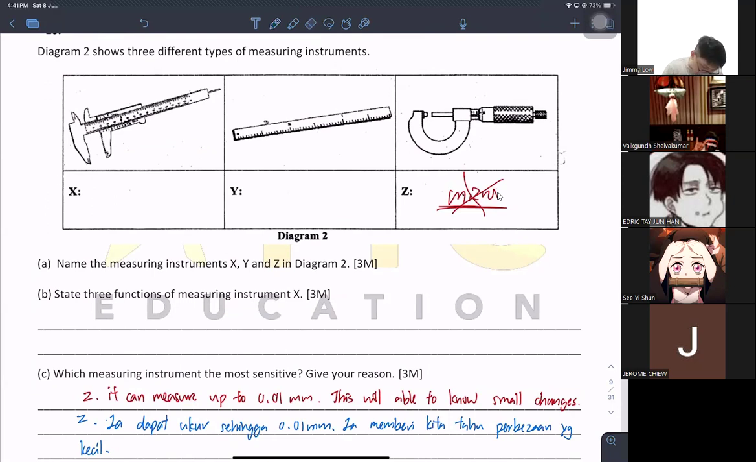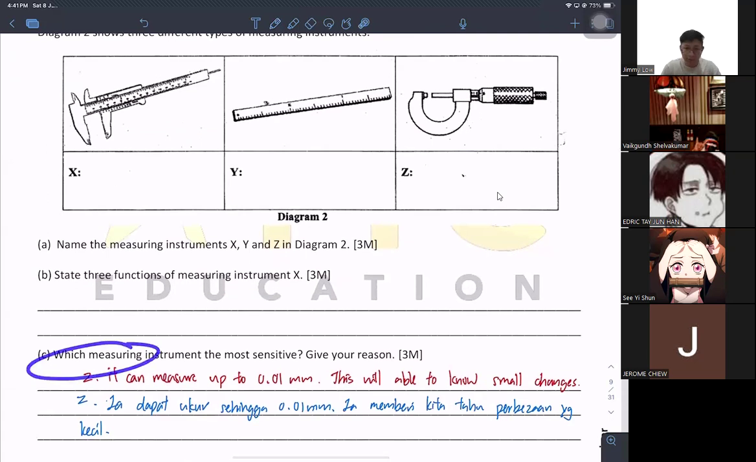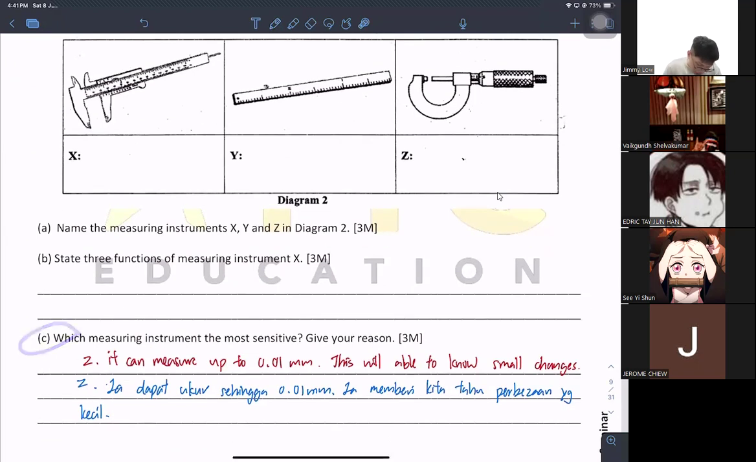So what about this one? Then question C is asking another thing. Because B is quite easy, so I just skip. Because you have a lot of things to measure. So C, which instrument is most sensitive? Sensitive means more accurate, more detailed. So give a reason.